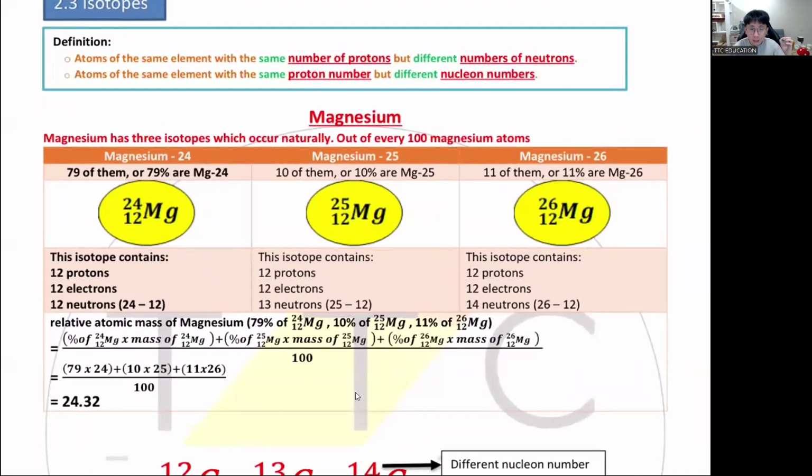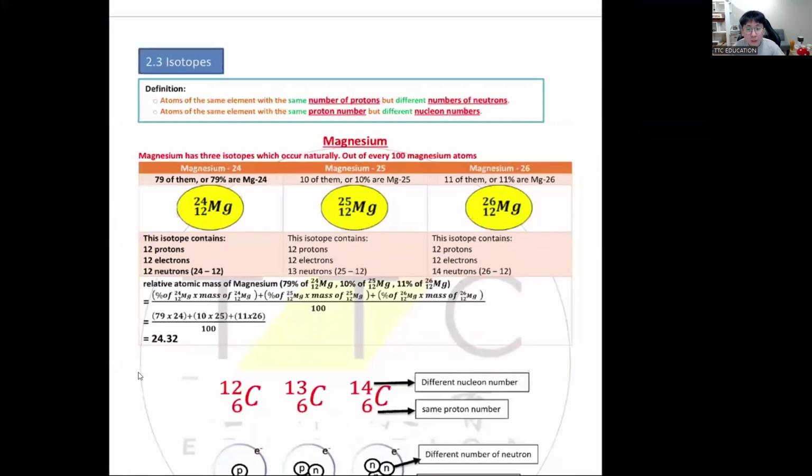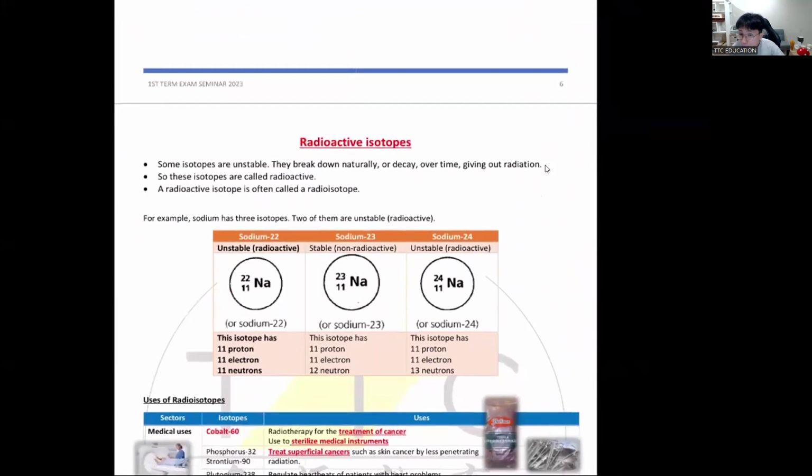To calculate, in nature we have many types of the same element, but they have different numbers of neutrons, so they will actually have different percentages. Then we can calculate the average of them. So this is what happened now. And then we also have radioactive isotopes.